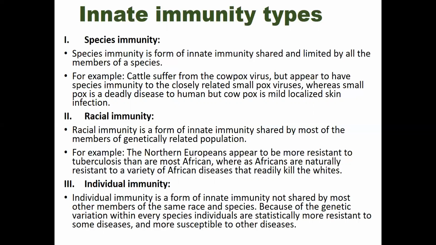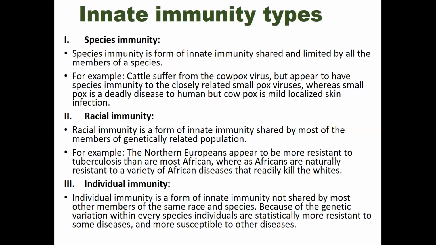Okay, and another type of innate immunity is the racial immunity. Racial immunity is a form of innate immunity shared by most of the members of genetically related populations. Suppose all the humans, we are the same species. We are Homo sapiens, but we have different types of races, like the Asians, Europeans, Americans. Okay, even here the Indian, Bengali people, Japanese. So there are so many races.